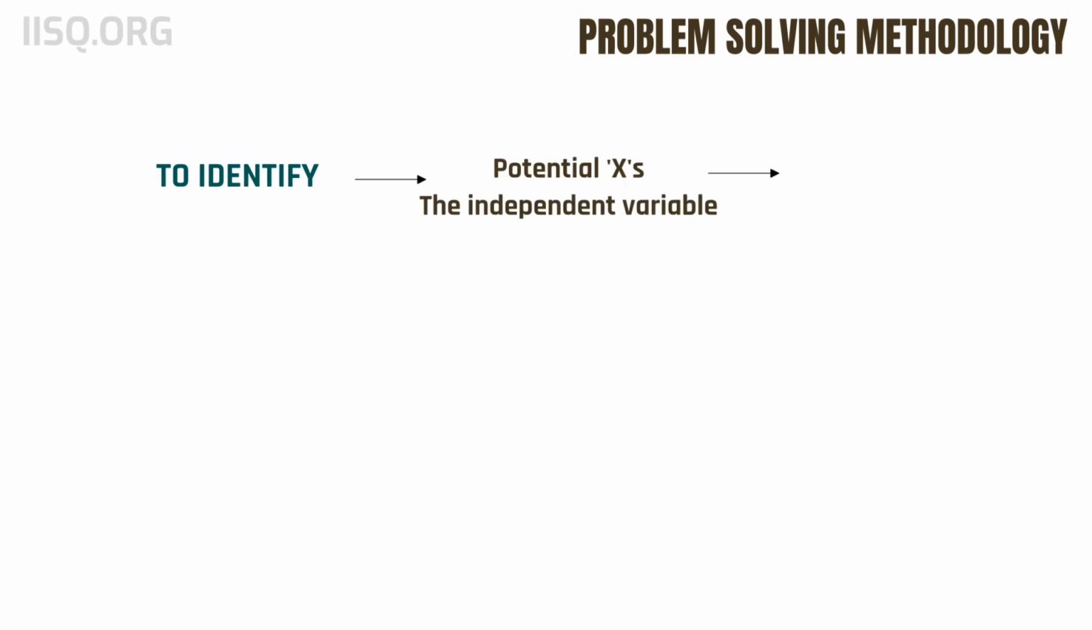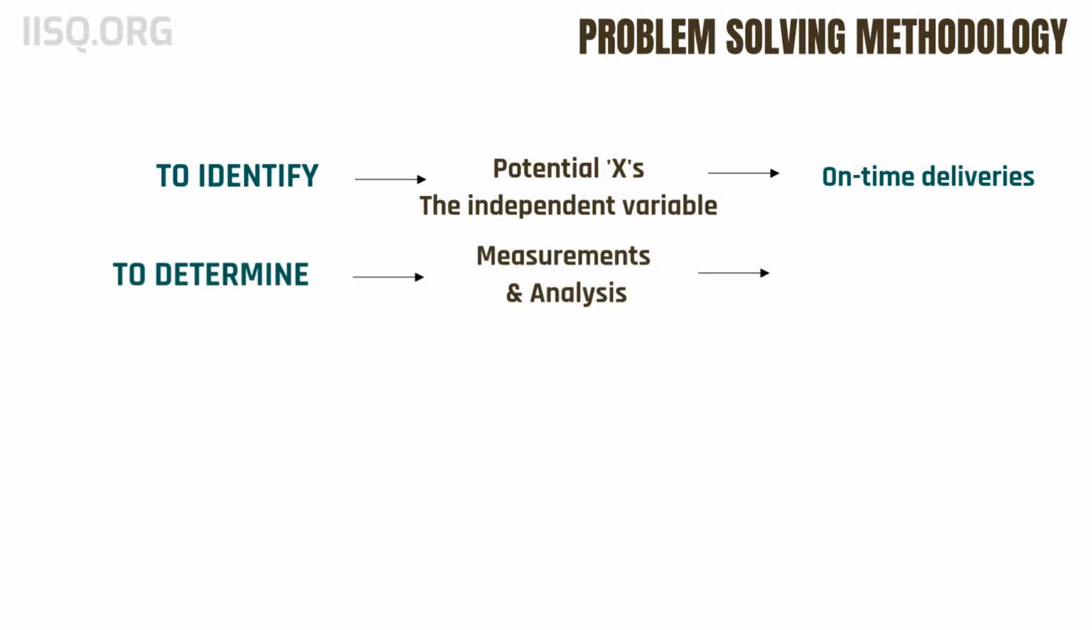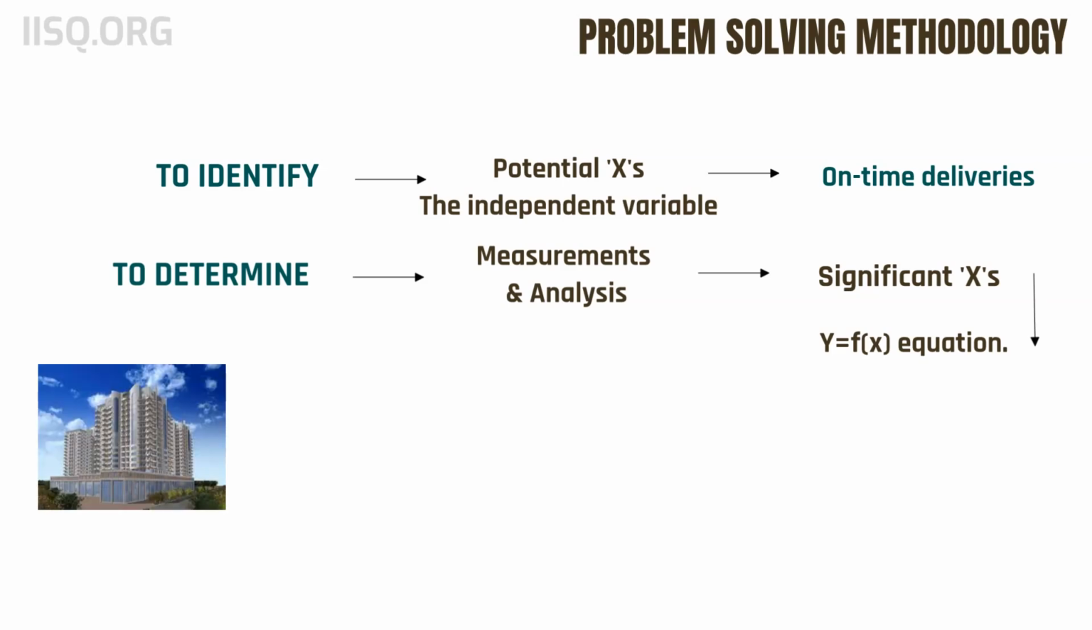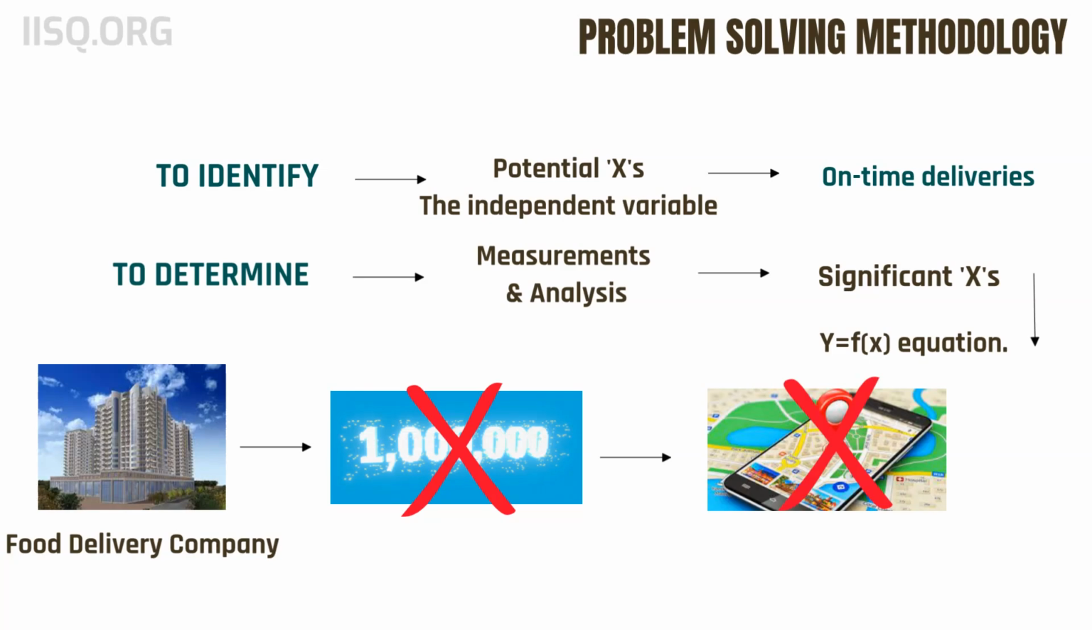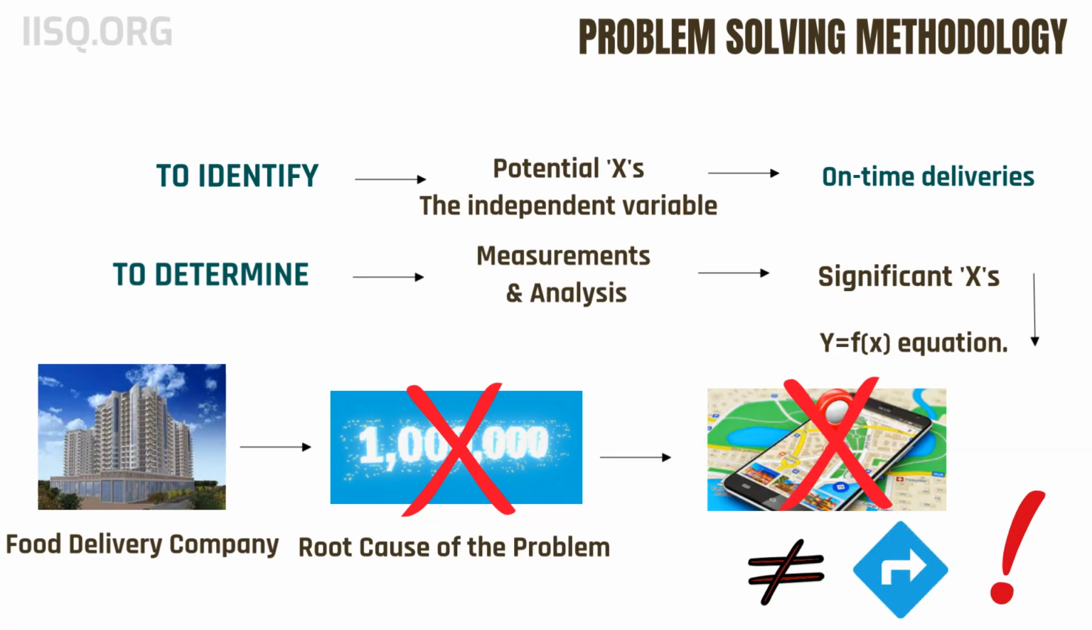This problem-solving methodology takes you through the process of determination to identify all potential Xs that influence on-time deliveries, and then determining through measurements and analysis which Xs are significant. Those will become the Xs that are used in the Y equals f of X equation. As a result of this exercise, this problem-solving strategy ensures that our food delivery company does not spend $1 million on a GPS system for its delivery vehicles when the root cause of the problem is not actually directions.